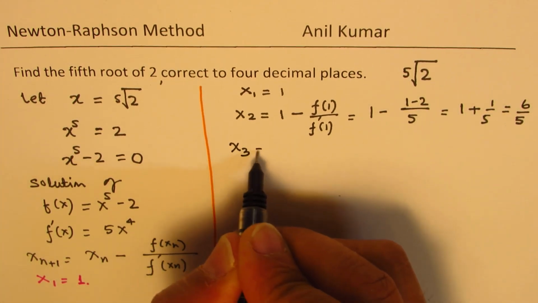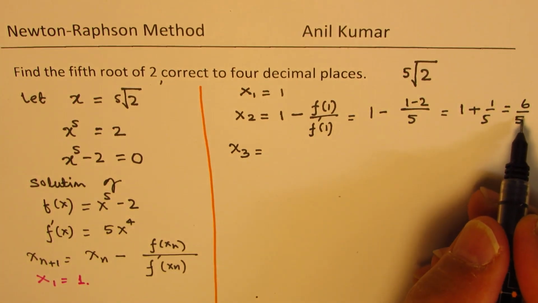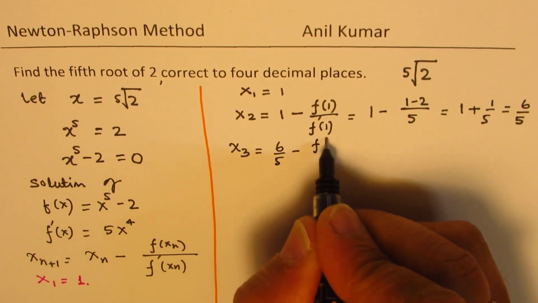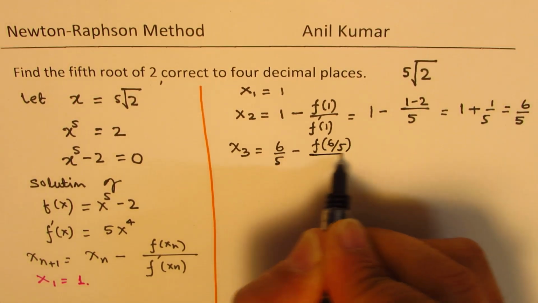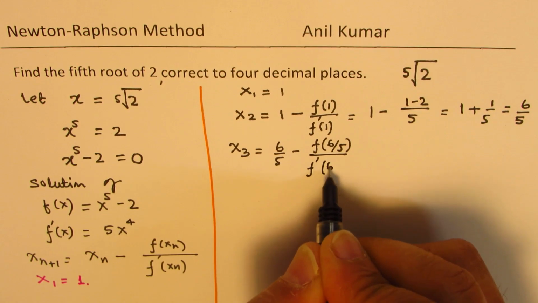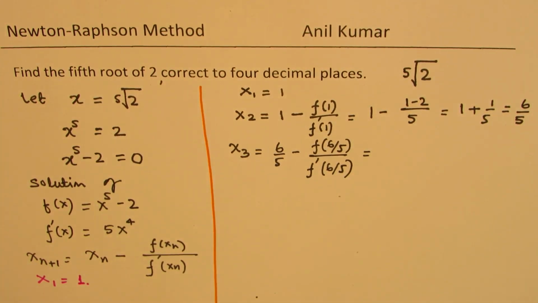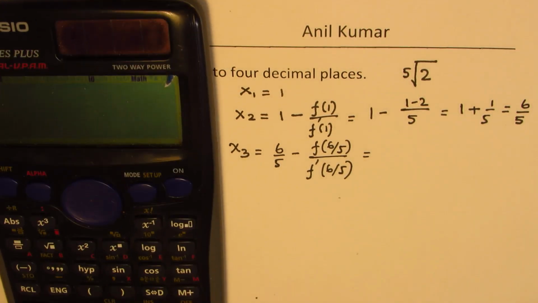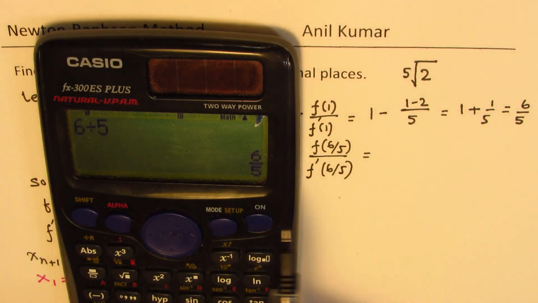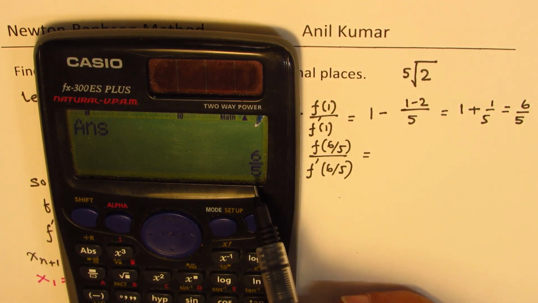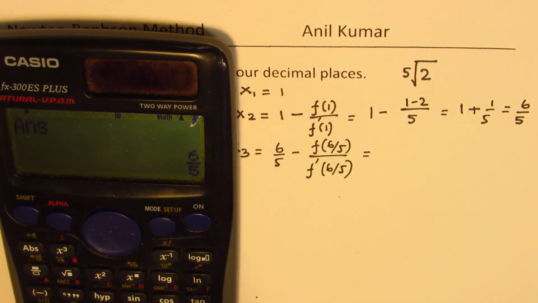So the third point, x3, is going to be, we have to start with 6 by 5 minus the value of the function at 6 by 5 over the derivative at 6 by 5, correct? So let's use the calculator now and find the solution. We are beginning with 6 divided by 5. The idea here is you can place this value in the answer, right? So this is your answer. So if you start with answer, let's say equal to 6 by 5, correct?